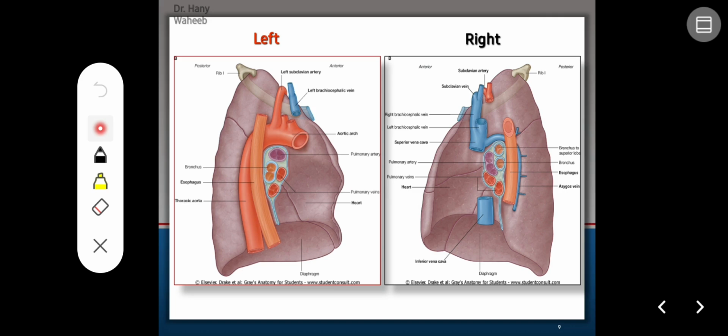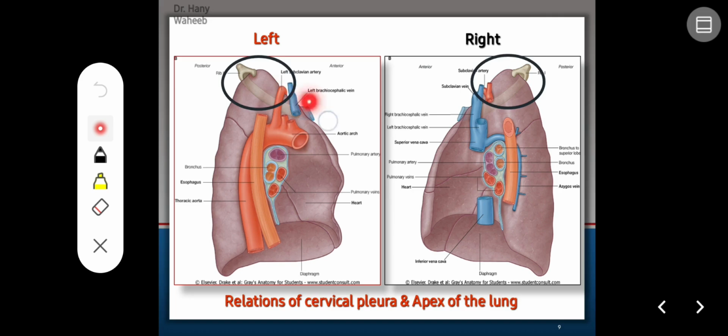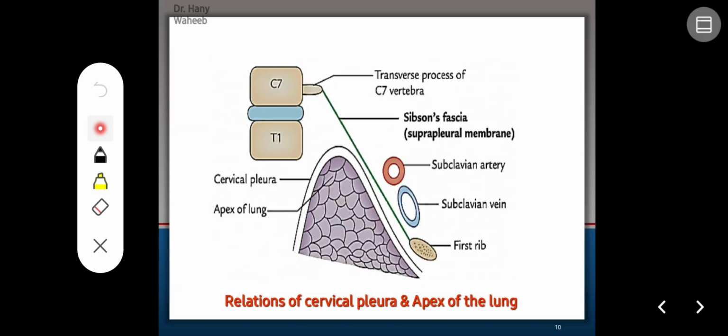Again, the relations of the cervical pleura here: it is related anteriorly to subclavian artery, posteriorly to the neck of the first rib, with 3 structures in between. From medial to lateral are stellate ganglion, superior intercostal artery, and ventral ramus of first thoracic nerve. Superiorly, it is covered by septum fascia or suprapleural membrane. Here, the septum fascia extends from the inner border of the first rib laterally to the tip of the transverse process of 7th cervical vertebra medially. It is a tough fibrous membrane covering the cervical pleura.